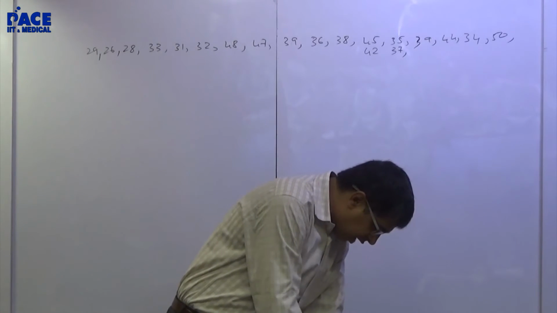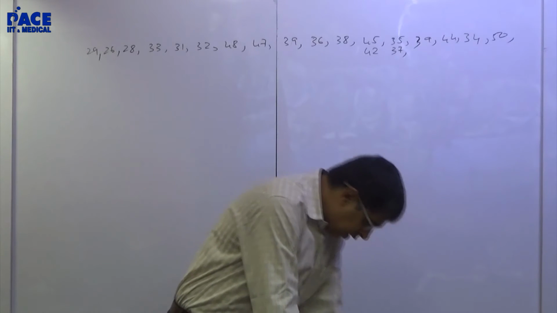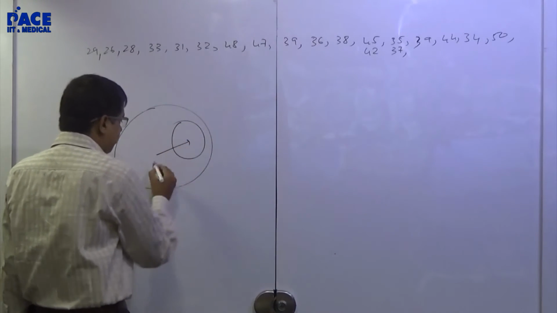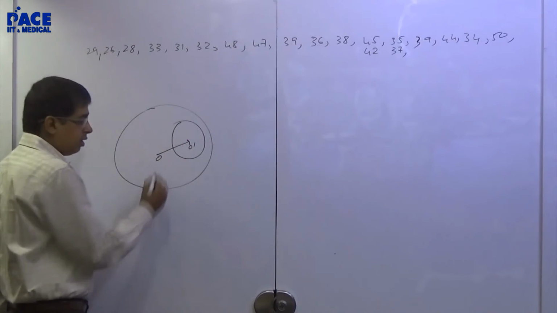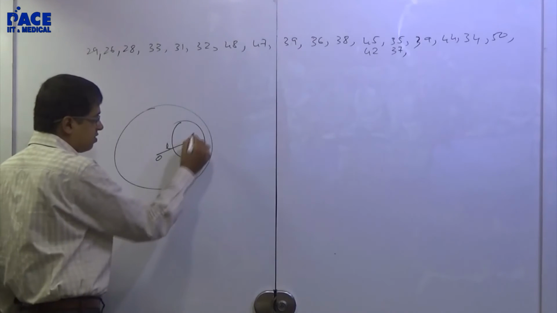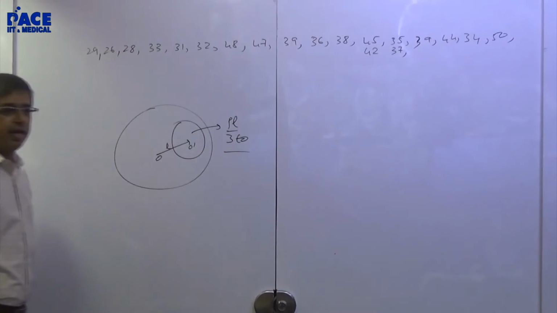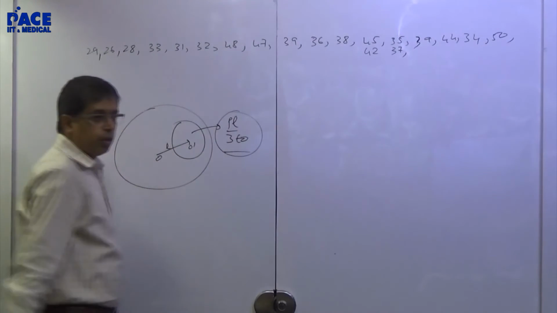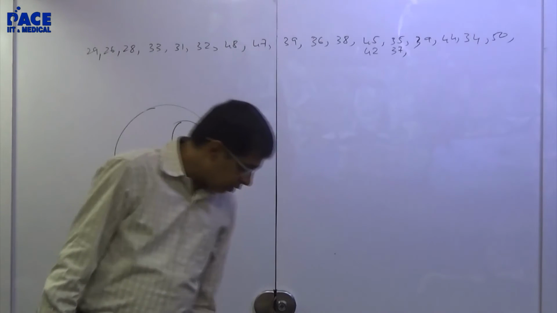Twenty-six. Positive charge, spherical cavity displaced by distance L. See, inside a spherical cavity, the field is dependent only on O dash. If this distance is taken as L, rho L by 3 epsilon naught, inside the spherical cavity, the field will be dependent on rho L by 3 epsilon naught. Right?